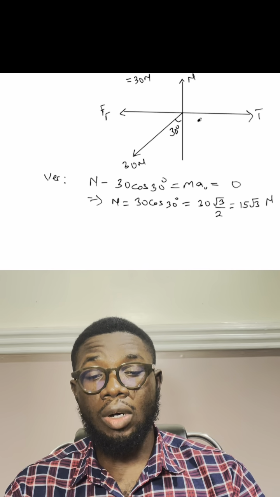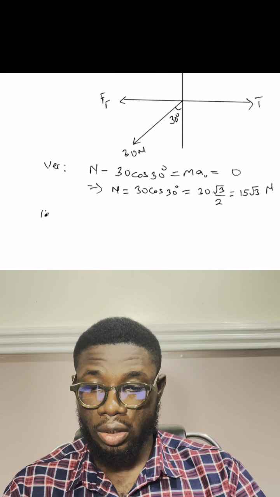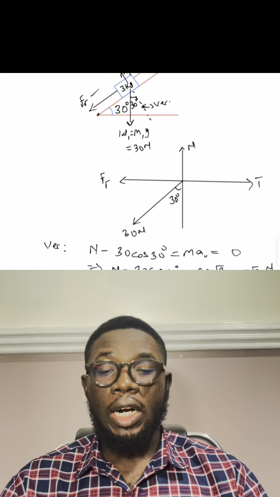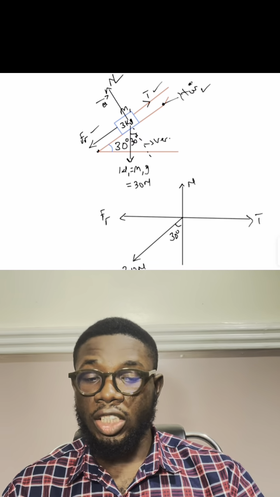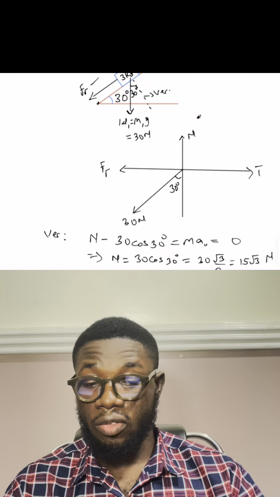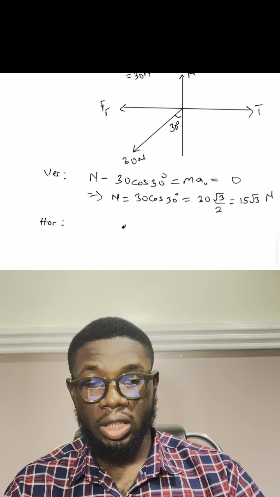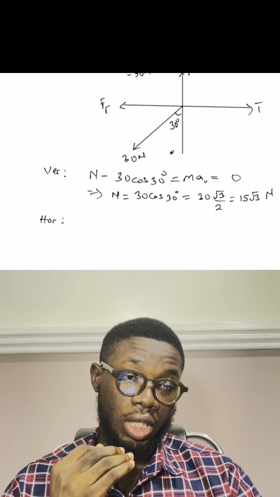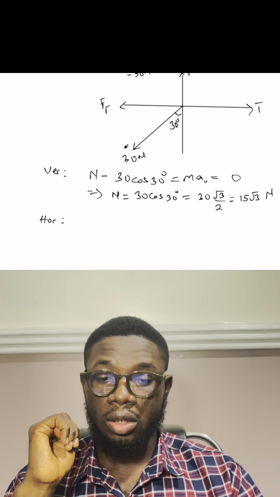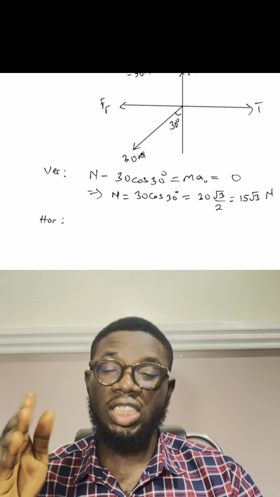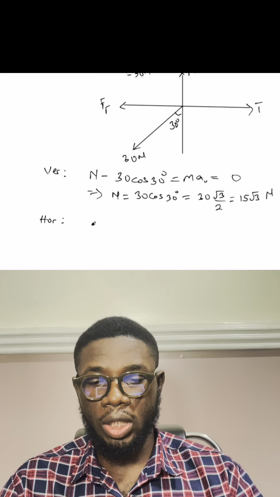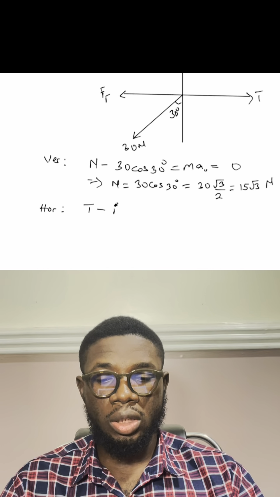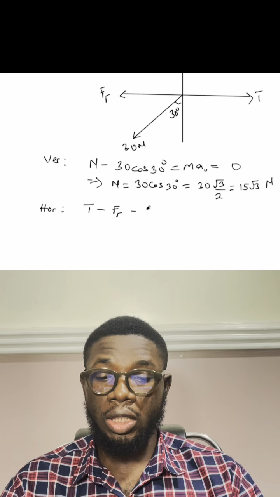Now let's go and do our horizontal component. For the horizontal component, the direction of motion is definitely towards the tension side. So tension will take the positive and anything opposing that will take the negative sign. So we have how many forces in the horizontal component? I think you can answer that. 1, 2, 3, because this 30 has both horizontal and vertical components. So you have force of tension, which takes the positive sign, minus frictional force, then minus 30.